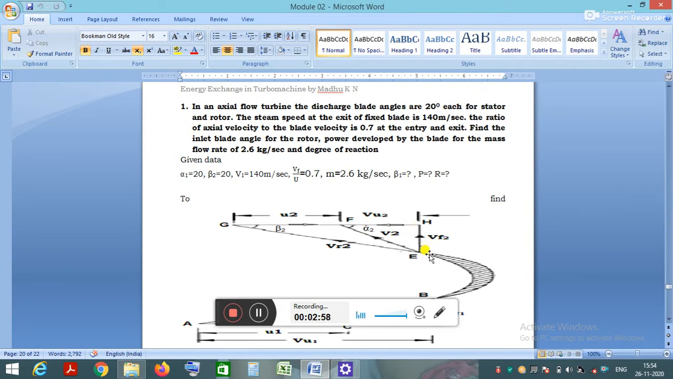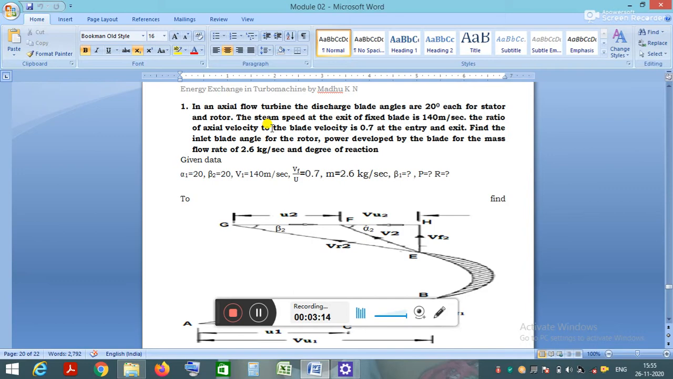And what is the discharge angle for the rotor? It is beta 2. Beta 2 is also 20 degree. He has given the discharge blade angles for rotor and the stator. Okay, beta 2 is also 20 degree.